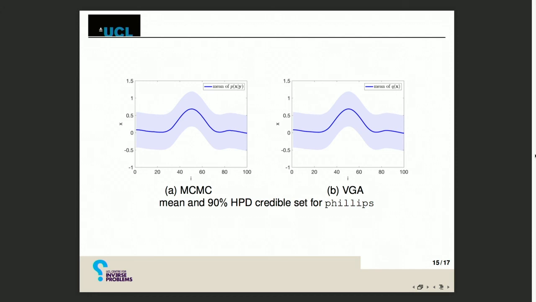Let me show you one very simple example for a one-dimensional problem. The problem parameter dimension is very low. In this case, we can also perform Markov chain Monte Carlo, the golden standard. We can see that by doing the variational Gaussian approximation and Markov chain Monte Carlo, the results we obtain are actually very close to each other, for both the mean and the credible interval. This somehow shows that the variational Gaussian approximation is a very good choice, at least for this example.